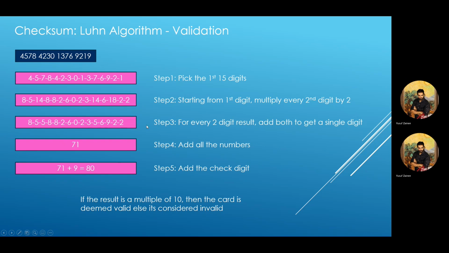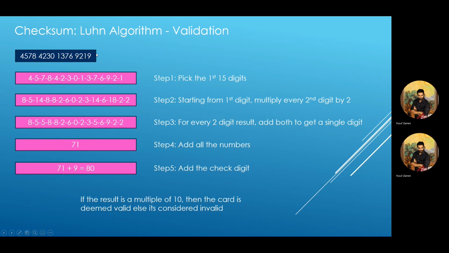Now, during the validation process, the last digit, which is the checksum digit, is added to this entire sum. So 71 plus 9 becomes 80. This resulting number should be a multiple of 10. As 80 is a multiple of 10, it means that the card is valid. And the same concept is used when you are actually generating the checksum as well.